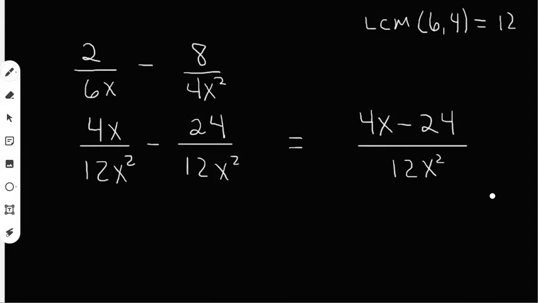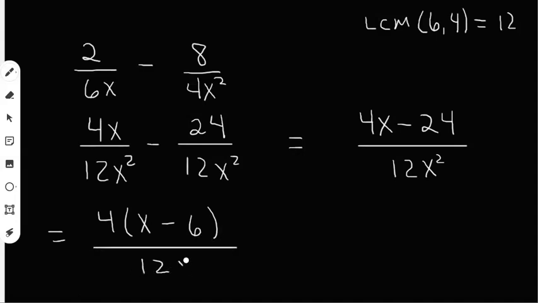When I get to the end, I take one last look to make sure I can factor anything else. I notice that 4x minus 24, both of those terms have a 4 in common, so that means I can take out a 4 from the top. So when I divide 4x by 4, you're going to have an x. And when I divide 24 by 4, you should have a 6. So I'm going to have 4 times x minus 6 at the top and a 12x squared at the bottom.